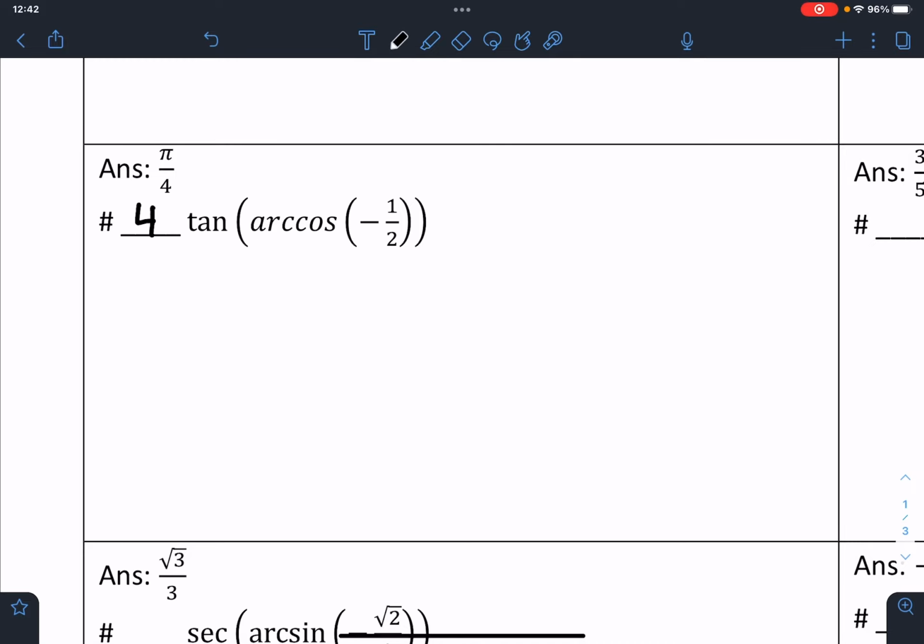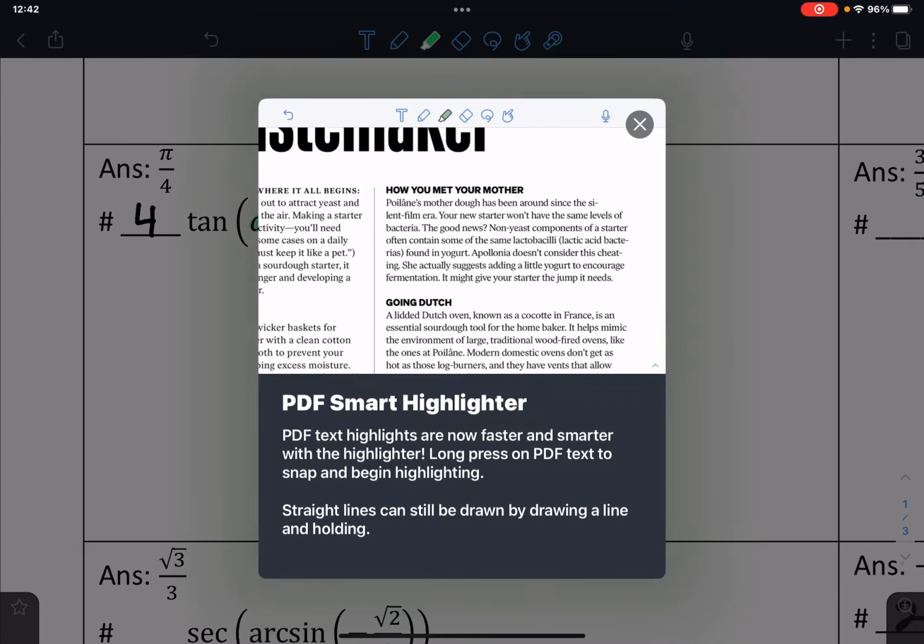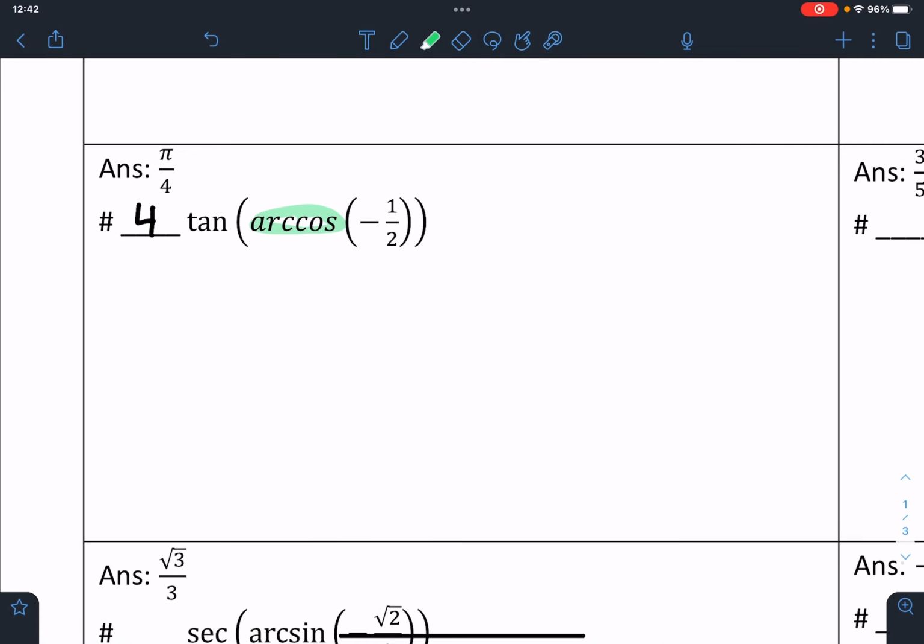Now we're doing the inside once again, which is right here. Oops, we don't want that. All right. So this question is asking, what angle gives negative 1/2 for cosine?